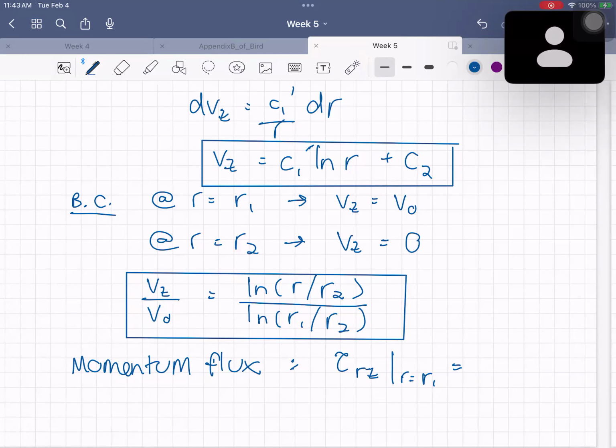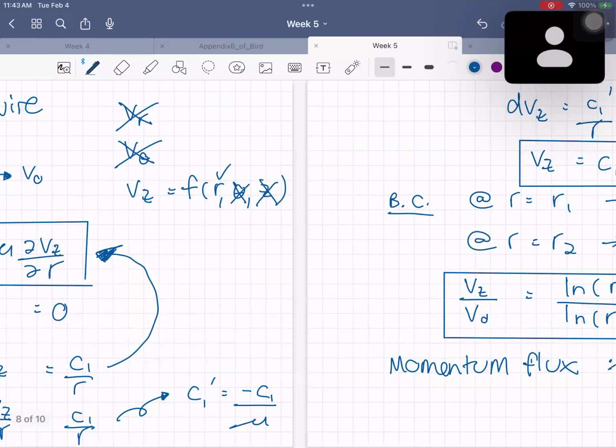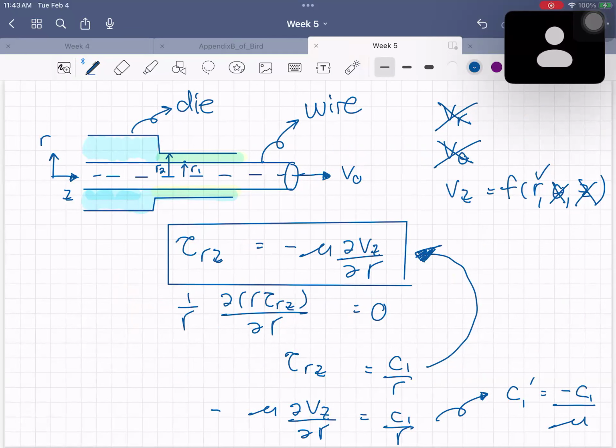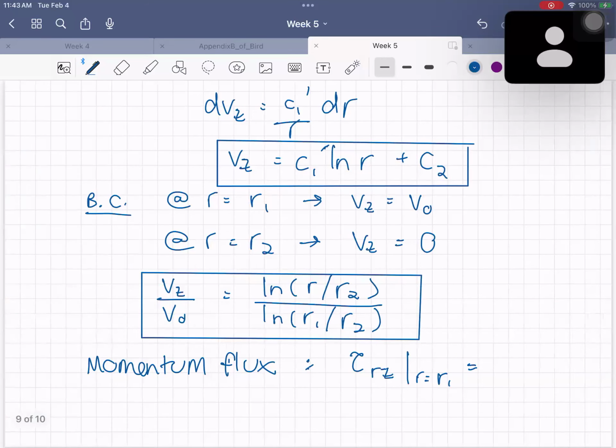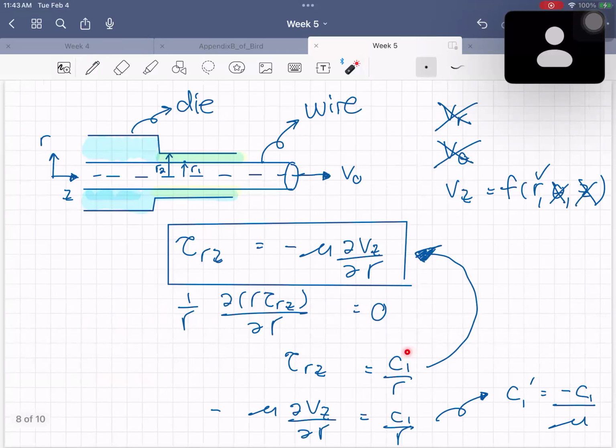So if they ask for the momentum flux, what would be tau rz? You previously got this term already, right? Tau rz, right here. So you already know C1 over r, right? So just substitute C1 over r, and that will be the answer for the tau rz.